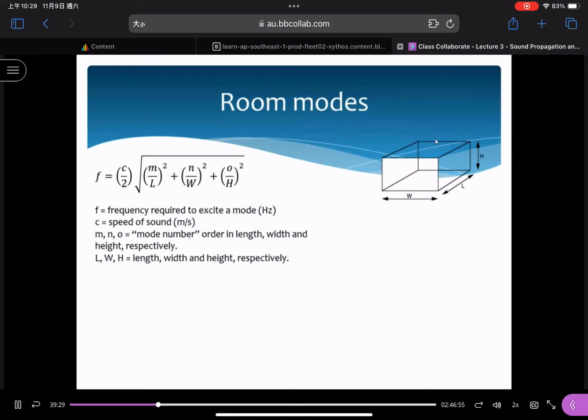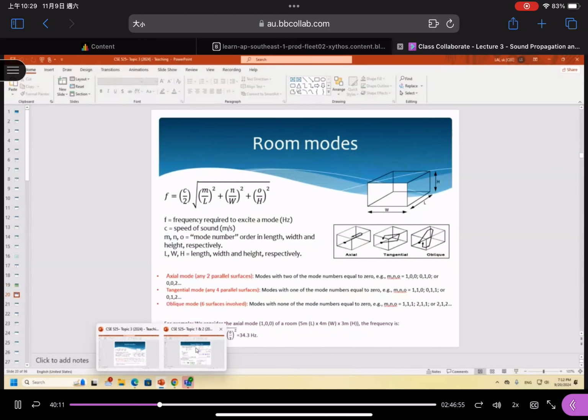You can see that M, N and O are called the mode numbers, positive integers only. And L, W, and H depend on the real configurations and dimensions of the room. When you compare these equations, you can find them in our previous lecture. When you take a look at this, we can consider that this is a fully closed tube, correct? When you consider this room as a tube, you can compare with my lecture notes here.